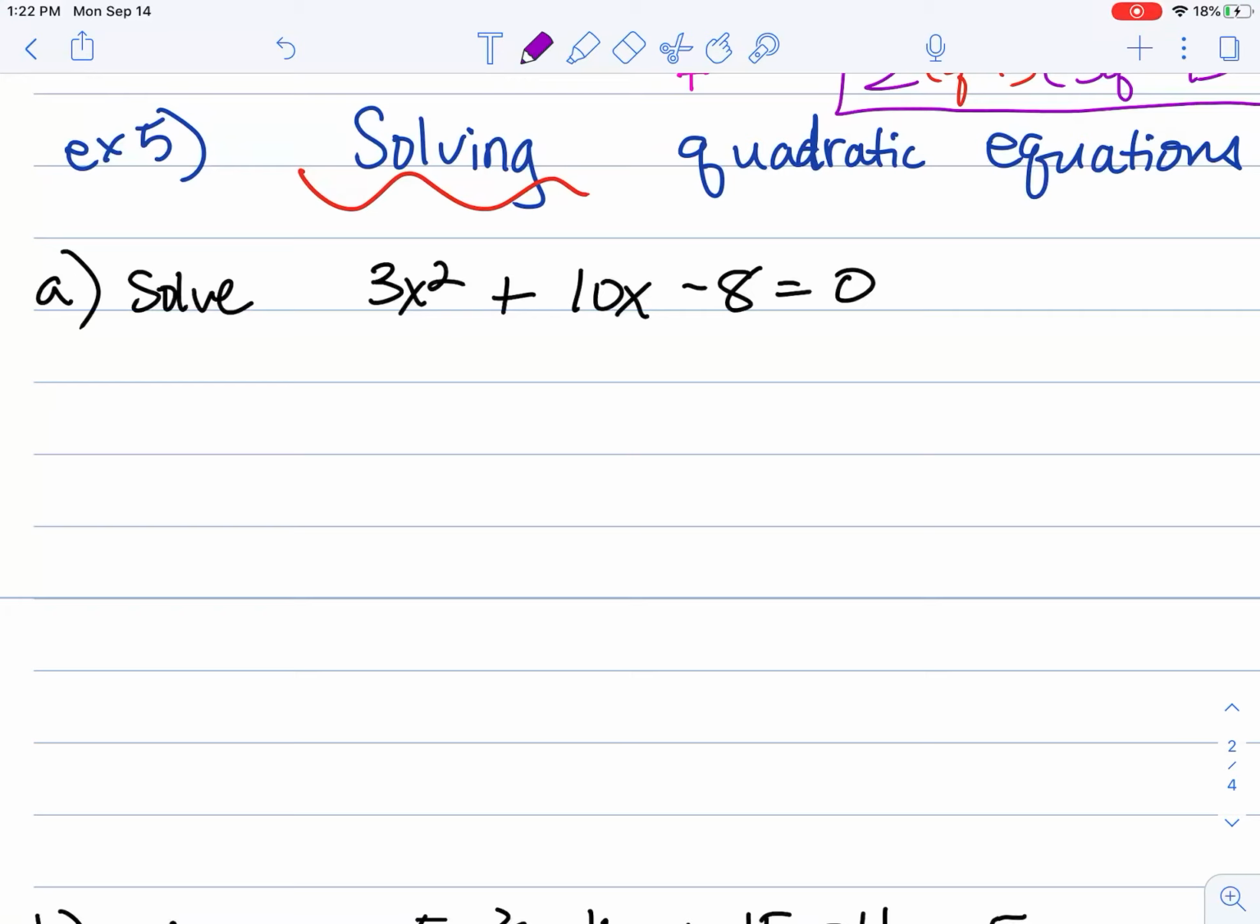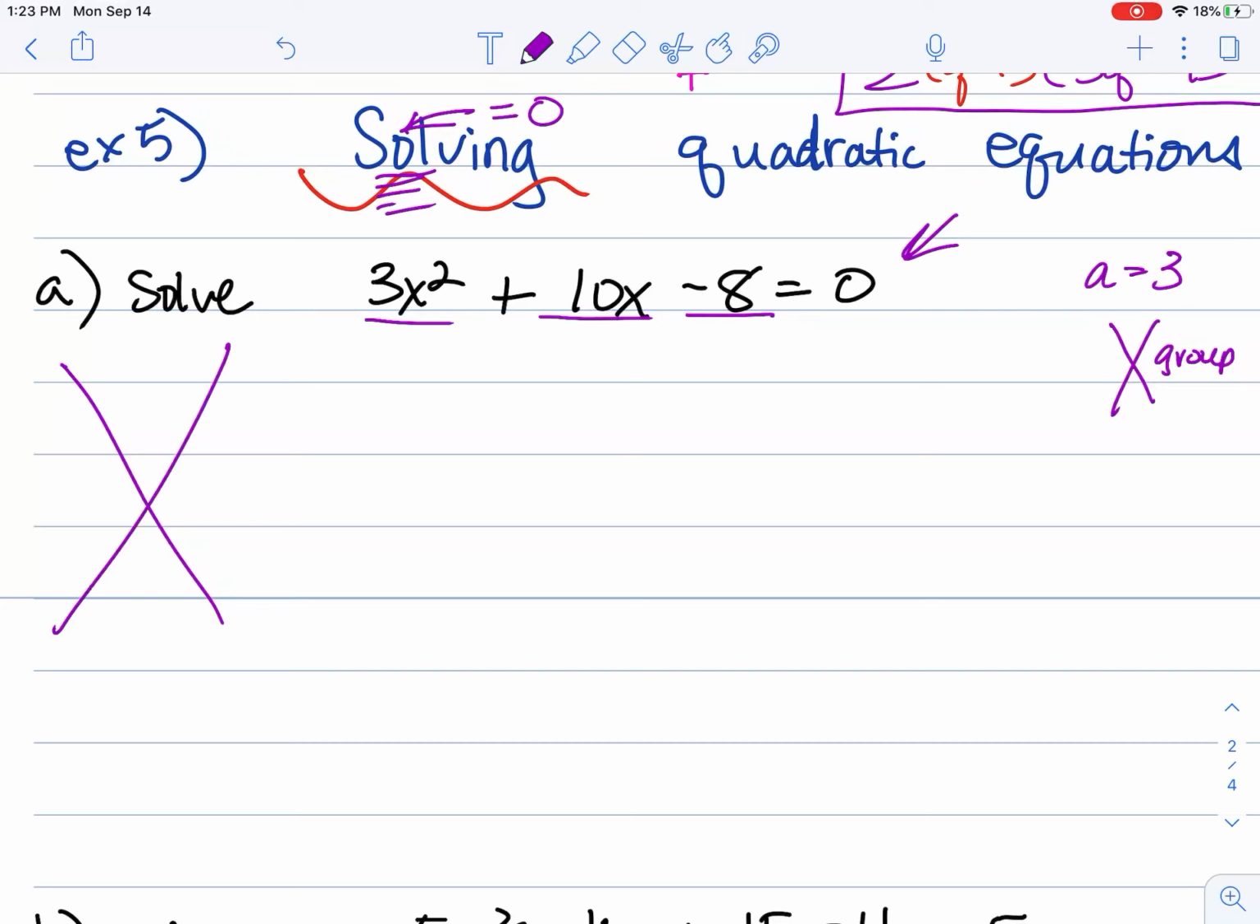Now our last one that we're going to do is solving quadratic equations, which uses the factoring that we've learned. But in addition to solving, we always set it equal to 0 because we're solving. So we set it equal to 0. This one happens to already be set to 0. So now we're going to factor and set the factors equal to 0. So here we go. Again, we don't have a GCF here. We have 3 terms, and our A value is 3. So we know we have to use X grouping.